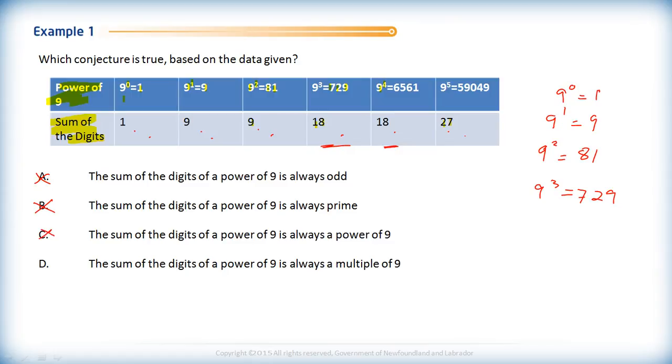D says the sum of the digits of a power of 9 is always a multiple of 9. Yes, 0 is 9 times, oh wait, look at that. 1, is that a multiple of 9? Not really, so this one is not correct as written. Maybe we should change it to a power of 9 greater than 0. A little mistake in that question, and I'm surprised that one got through. So the sum of the digits of a power of 9 that's greater than 0 is always a multiple of 9. The rest of these all turn out to be multiples of 9, so we certainly believe that.